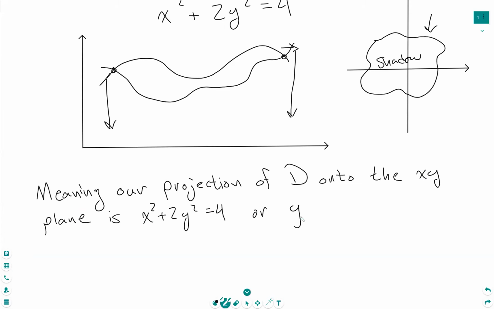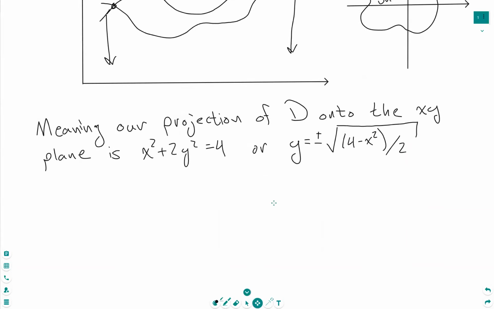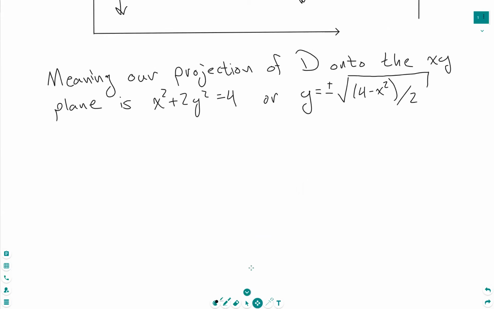Or maybe we solve for y here. This is plus or minus the square root of (4 minus x squared) over 2. Okay, so this is our projection.